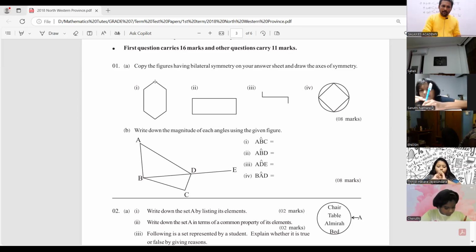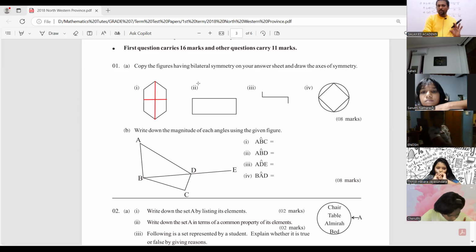This one, what are the axes of symmetry? 1, and also we can fold like this. So there are 2 axes of symmetry, right? And also this diagram contains 2 axes of symmetry.